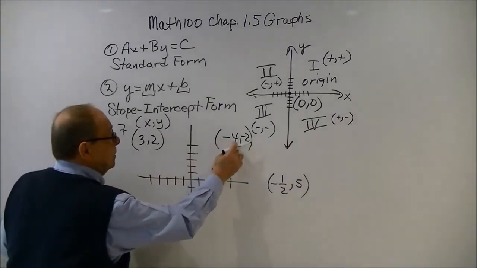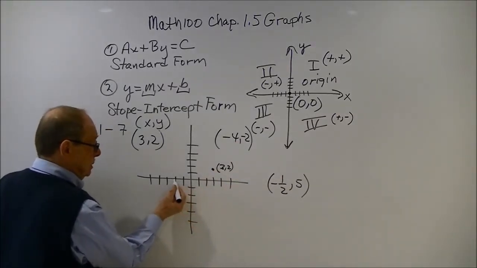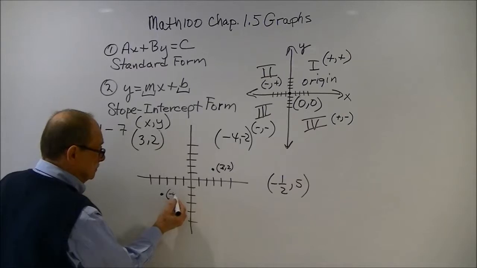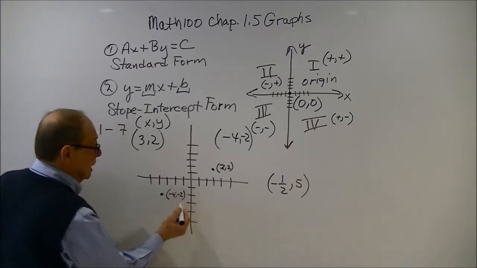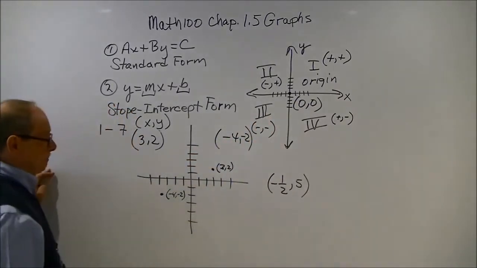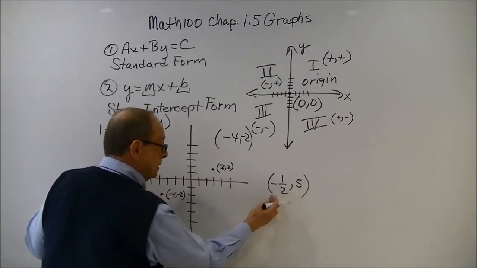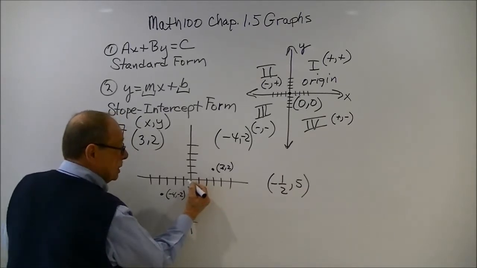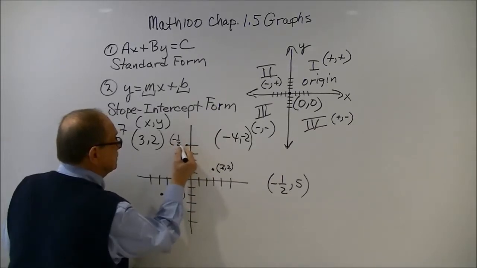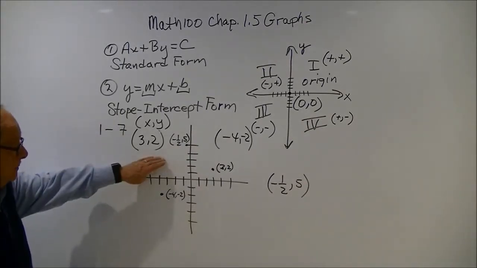And this is a -4 and a -2. So we start at the origin, go to -4, and then down 2. Notice they're both negative, so that puts us in the third quadrant. And then this one, we can sometimes have fractions, -1/2. So that will be going over to -1/2 and then up to 5, which is about there. And that puts us in the second quadrant.